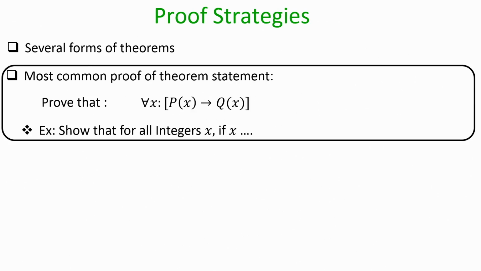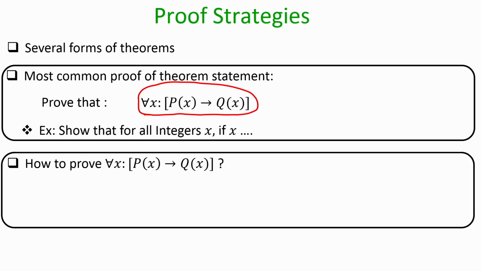So, several forms of theorems often involve a statement where you have to prove an implication which is universally quantified. Say you have to prove a statement of the form that for all integers x, if x satisfies some property, then it has these extra properties and so on, right. So, those statements will be represented by this universally quantified implication, and you need proof mechanisms to prove universal quantifications of this form. So, how do we prove a universally quantified implication?